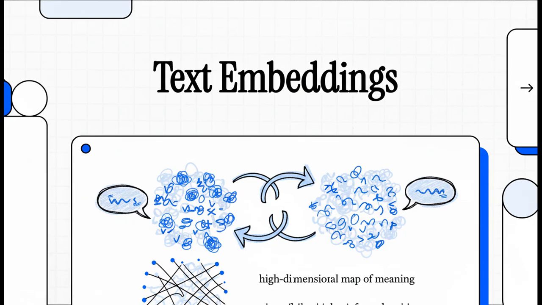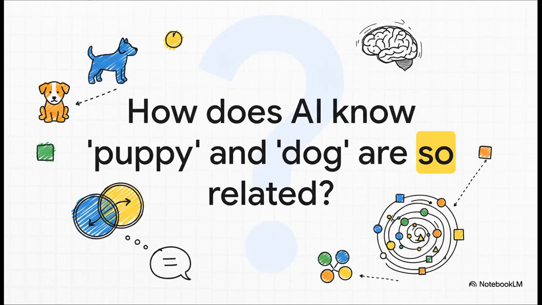All right, let's jump right in. Today, we're tackling one of the coolest, most fundamental ideas in all of modern AI. We're talking about how computers learn to understand what words actually mean. It's a journey from language to logic, where we literally turn meaning into math. So let me just start with a simple question.